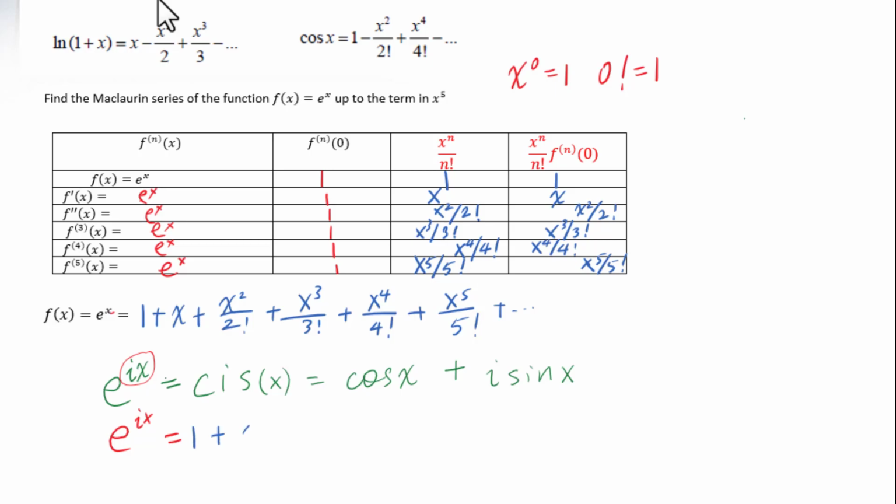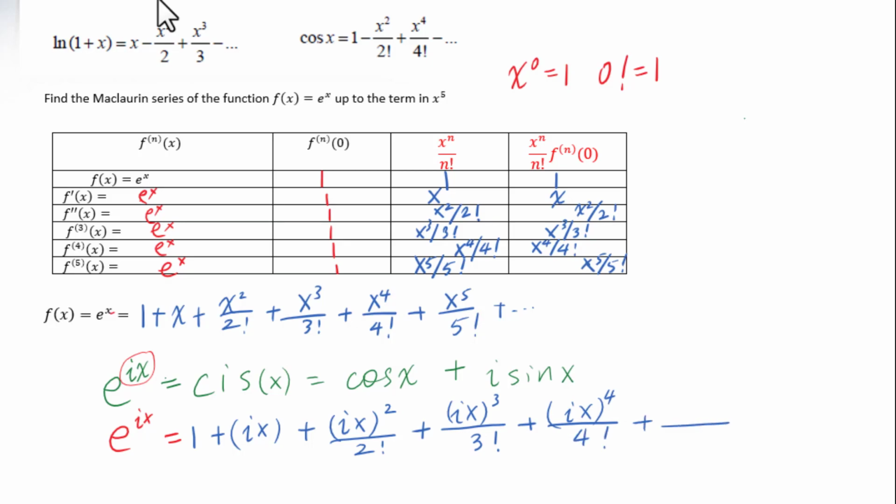1 plus ix plus (ix) squared over 2 factorial plus (ix) to the third power over 3 factorial plus (ix) to the fourth power over 4 factorial plus (ix) to the fifth power over 5 factorial plus, and so on.